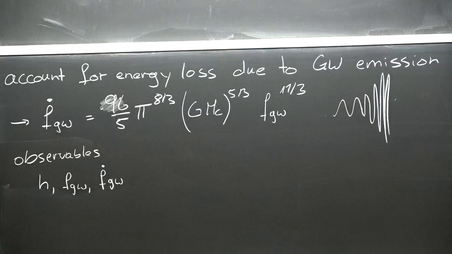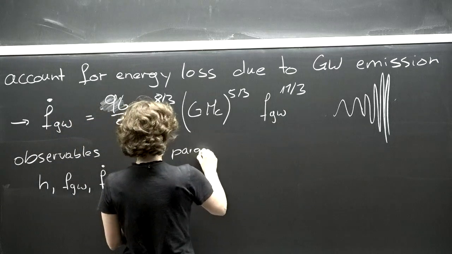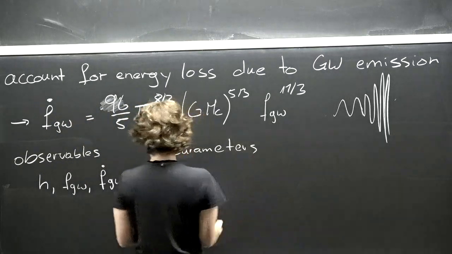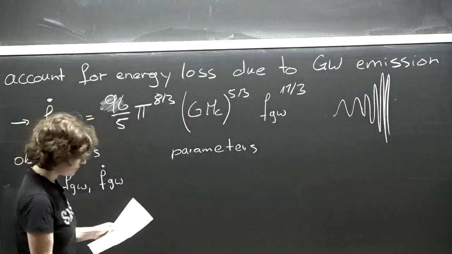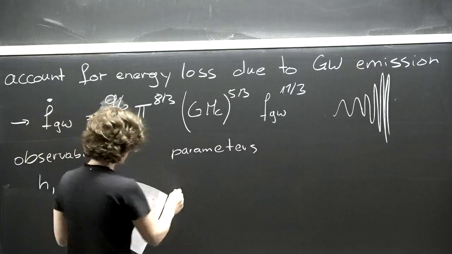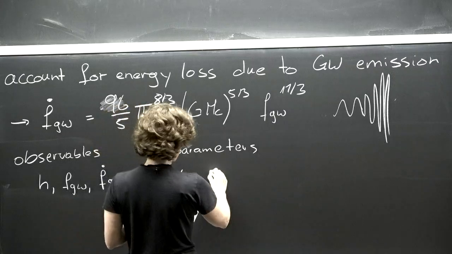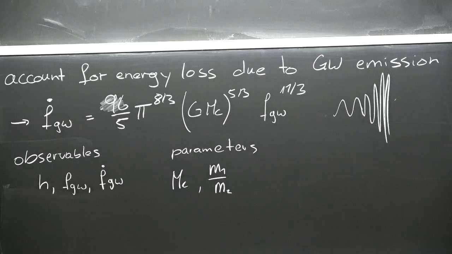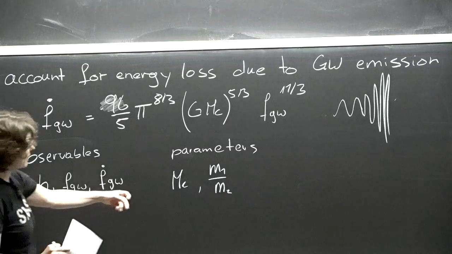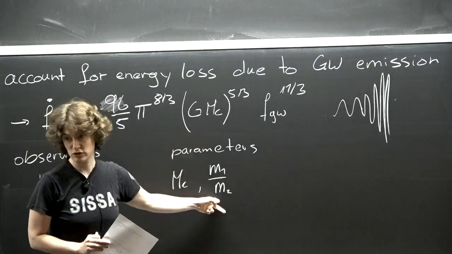Now, how many parameters do I have in the problem? I have the two masses, right? The parameter that I will care about is the chirp mass, and then the other mass parameter I can write as the mass ratio. Equivalently, I could have said I have M1 and M2 as two independent parameters, but since the chirp mass is the thing that appears directly in the expressions, that's the one that is easy to constrain. This is the one that is hard to constrain.